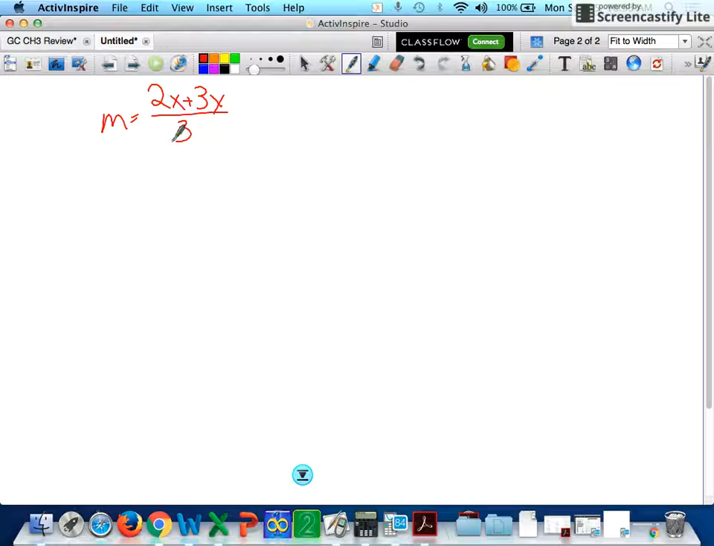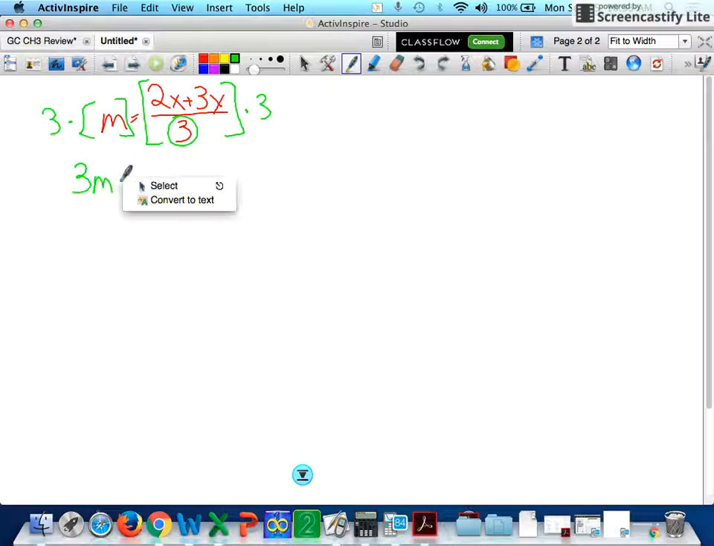And the first thing I want to do, before I can start moving any of these pieces around, I've got to get them out from being in this fraction. So I grab my brackets, and I want to multiply by whatever this denominator was, which is a 3. So multiply by 3, multiply by 3. I get 3m on the left. And these cancel. So whatever I had up top just drops down, and it's a 2x plus 3y.